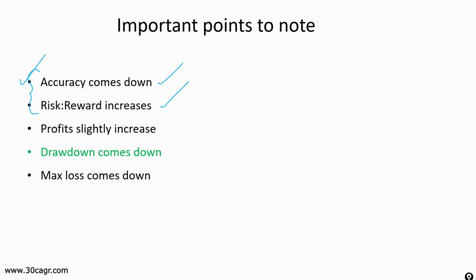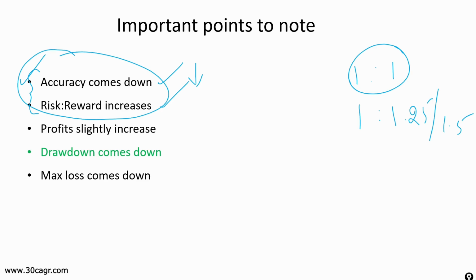So whenever you are losing 1 rupee and then gaining 1 rupee before TSL, maybe after implementation of TSL, risk will still be 1 and then the reward might move to 1.25 or 1.5. So in this case, even if accuracy comes down a little bit, that is still fine. Because as I said, we need to combinedly look at these two parameters together. And that's precisely what is happening here also.